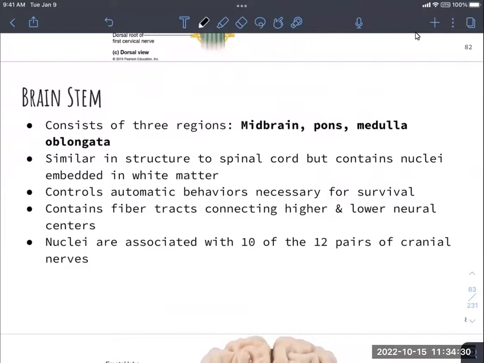Let's go into what the brainstem does, because the brainstem is the part that starts to lead down to that spinal cord. Our brainstem consists of a midbrain, a pons, and a medulla oblongata. And again, it's going to contain nuclei for specific jobs, and it's going to have white matter surrounding all of that.